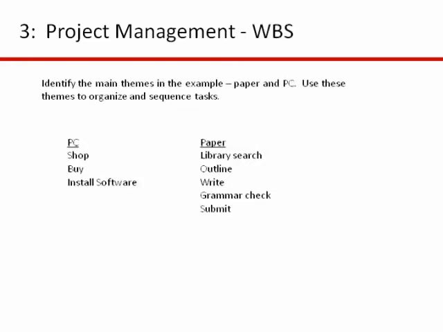okay, let's go to the next slide. What we can do is identify and do a work breakdown structure. That's what WBS is, where WBS identifies the key themes that you can group all the activities in. One of the themes is activities related to the PC. That would include shopping for it, buying it, installing the software. The other theme is the paper. The activities around doing the paper would be searching a topic, doing an outline, writing it, doing a grammar check, and then submitting it.